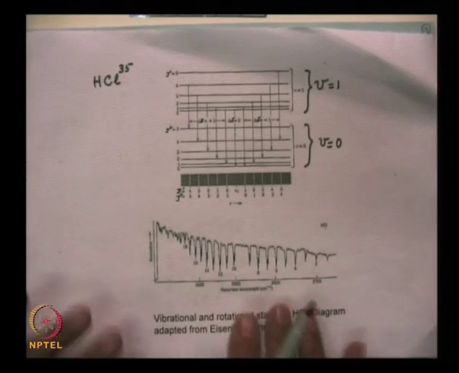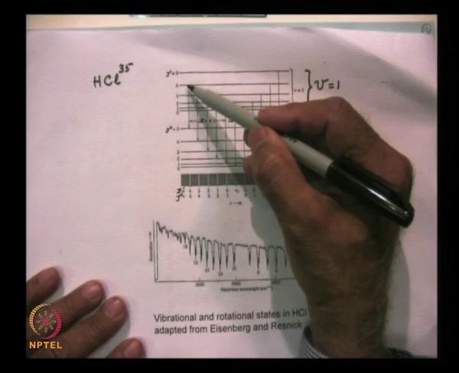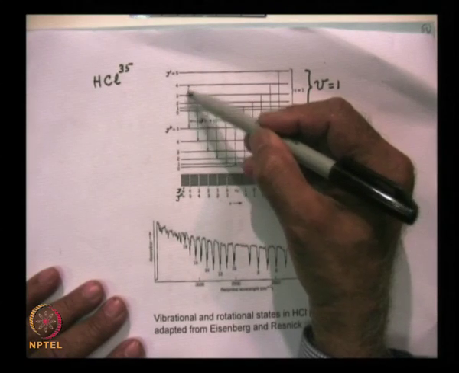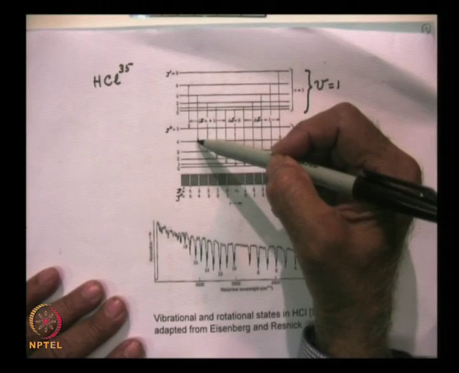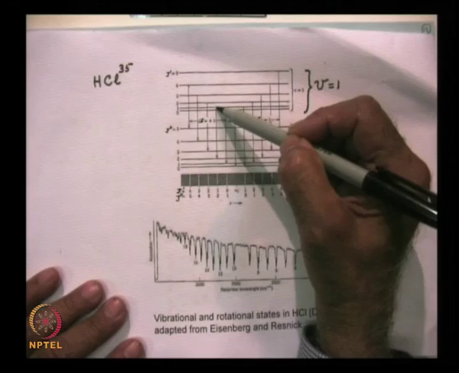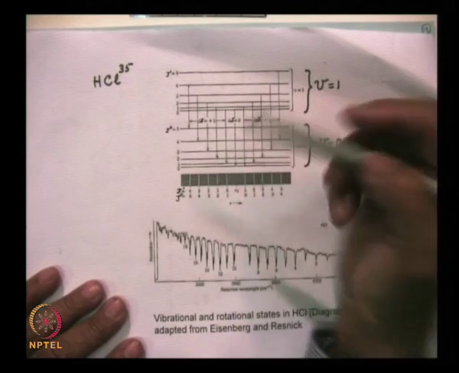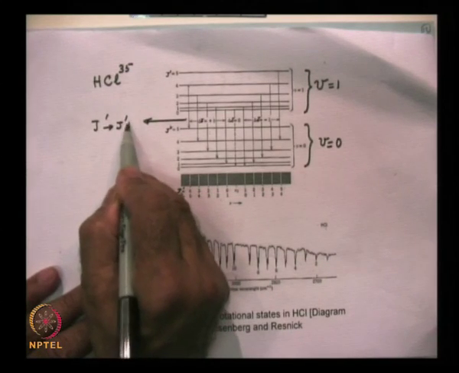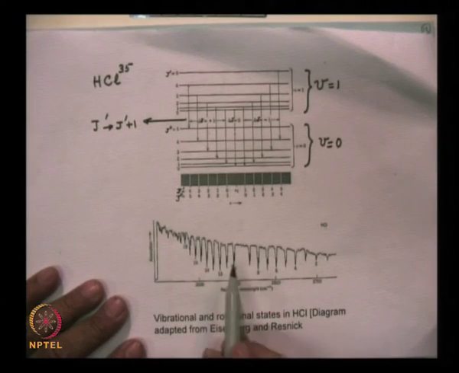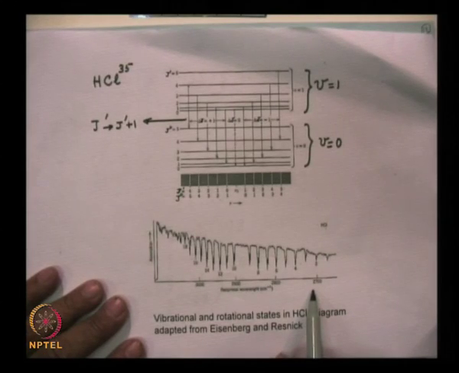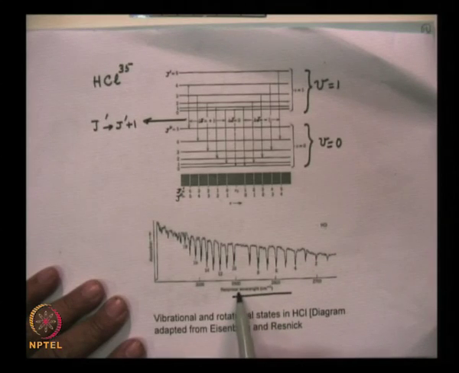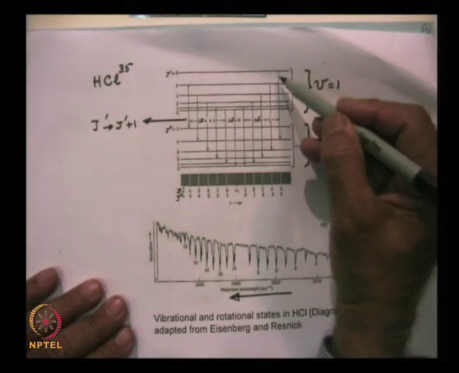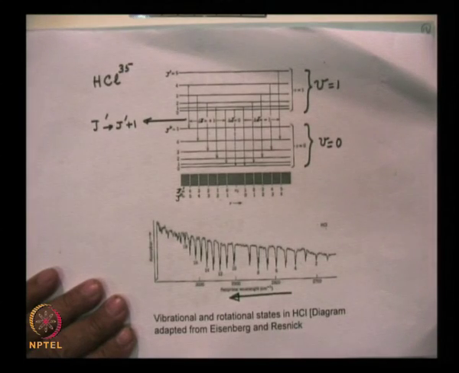Now, you can see here that this line is J prime to J prime plus 1. This is a 4 to 5 transition, this is 3 to 4 transition, 2 to 3 transition, 1 to 2 transition, and 0 to 1. So, these transitions correspond to J prime to J prime plus 1, and this is in centimeter inverse, and the reciprocal wavelength is increasing in this direction. Similarly here also we will have V equal to 1 to 0.